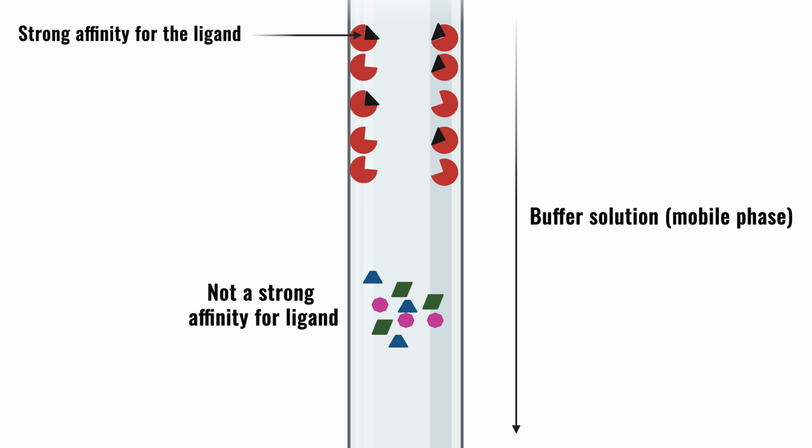Now, you can think of affinity chromatography like a game of molecular matchmaking. This technique leverages specific interactions between a target molecule and a ligand immobilized on a stationary phase to purify or analyze biological molecules from a mixture. Now, as the sample mixture flows through the column, only the molecules with a strong affinity for the ligand are retained, while the rest of the sample components are washed out.